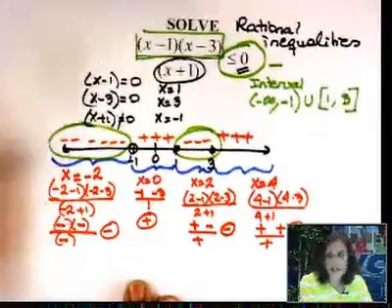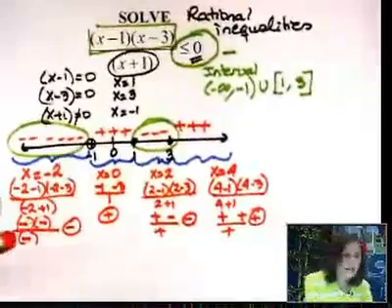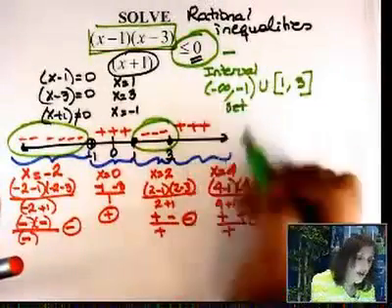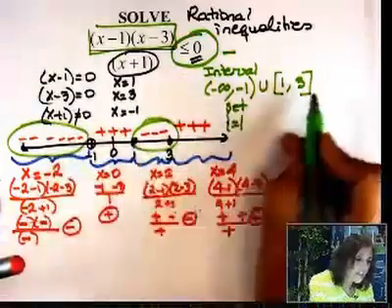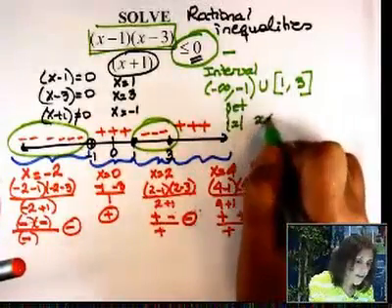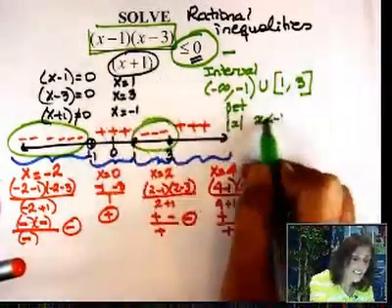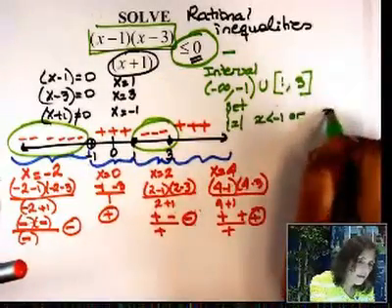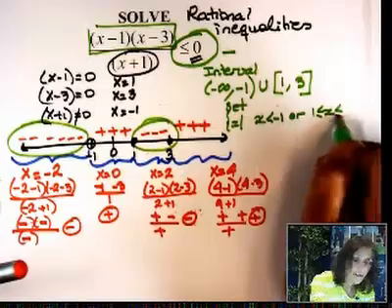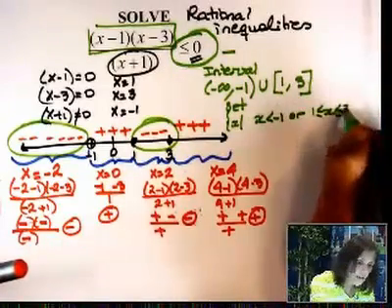Now, if I write the same thing in set notation, I'm going to write x such that x is less than negative 1, and I don't want negative 1, so it's less than, or x is between 1 and 3. Between 1 and 3.